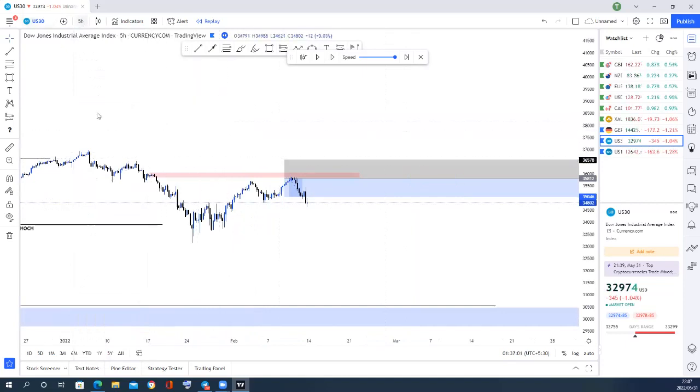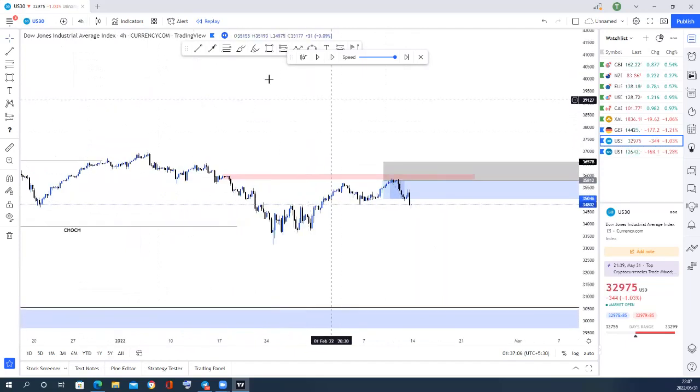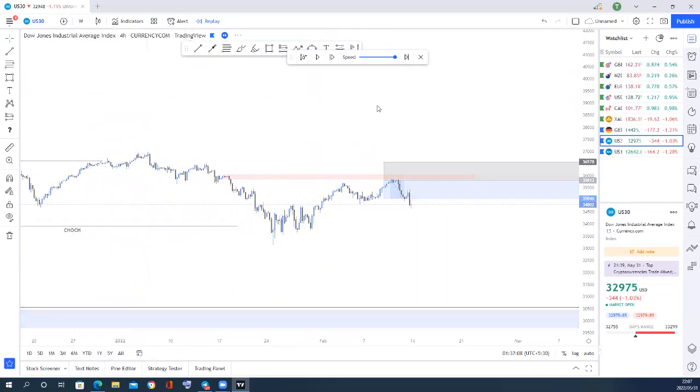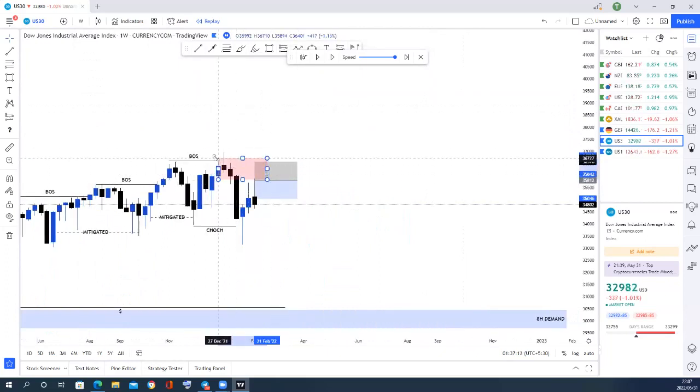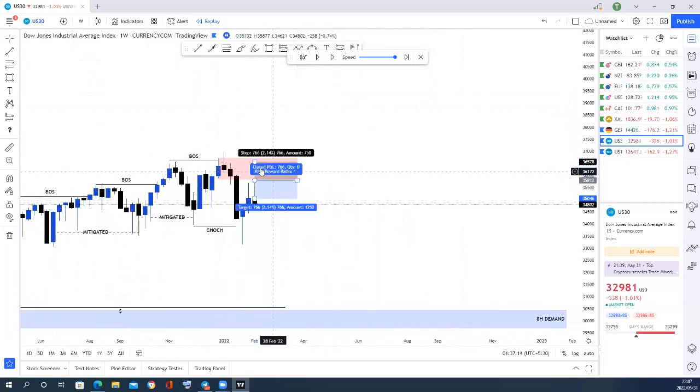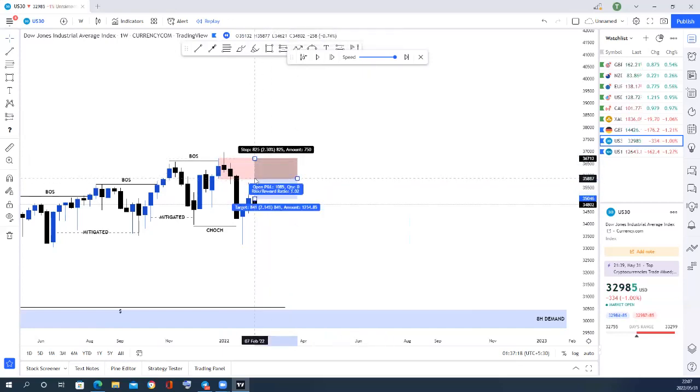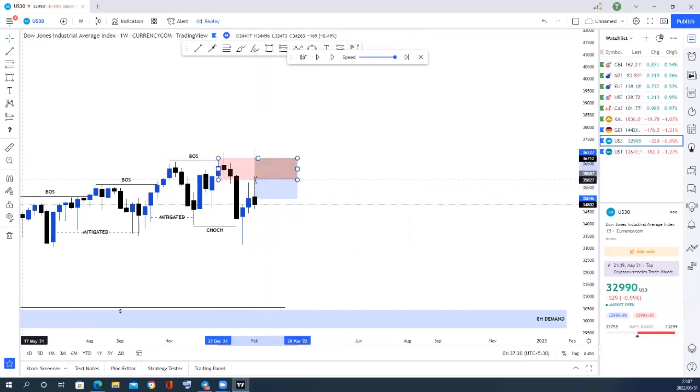Still nothing. 4 hour, still nothing. So which means we have to use the weekly order block now. So let's use that weekly order block. Which means that's where our risk is going to be. Then the market does what? It taps into our POI.